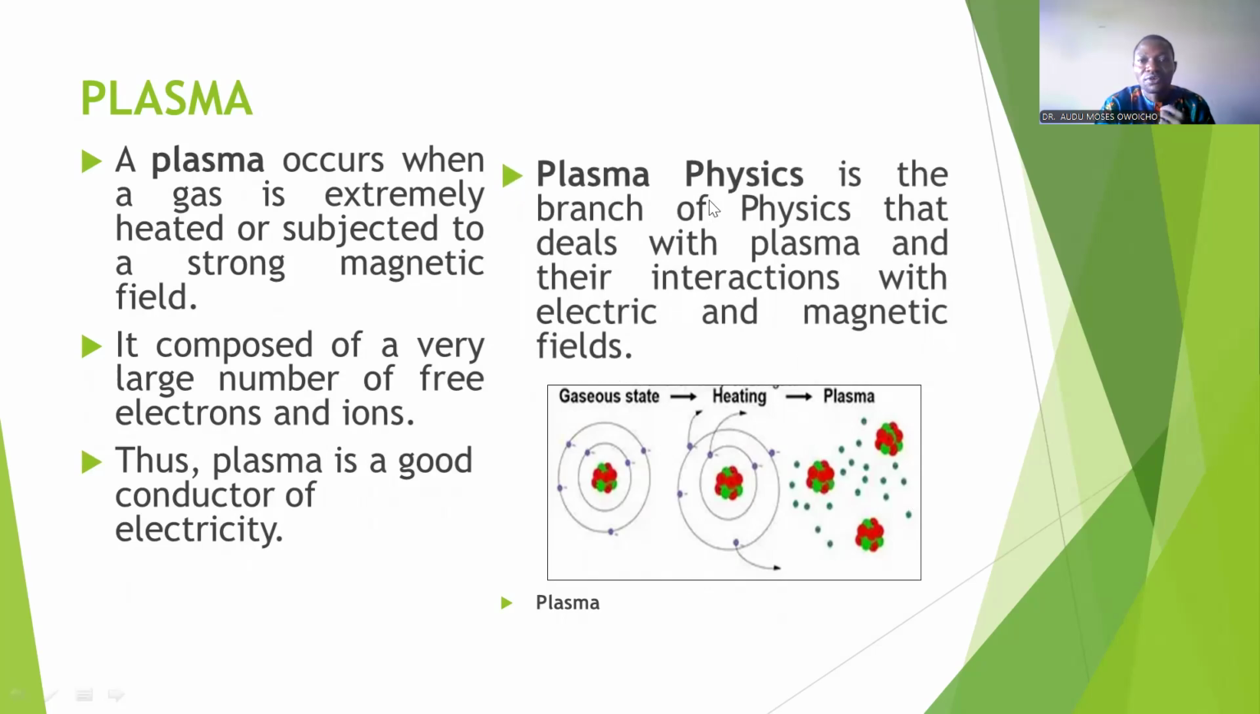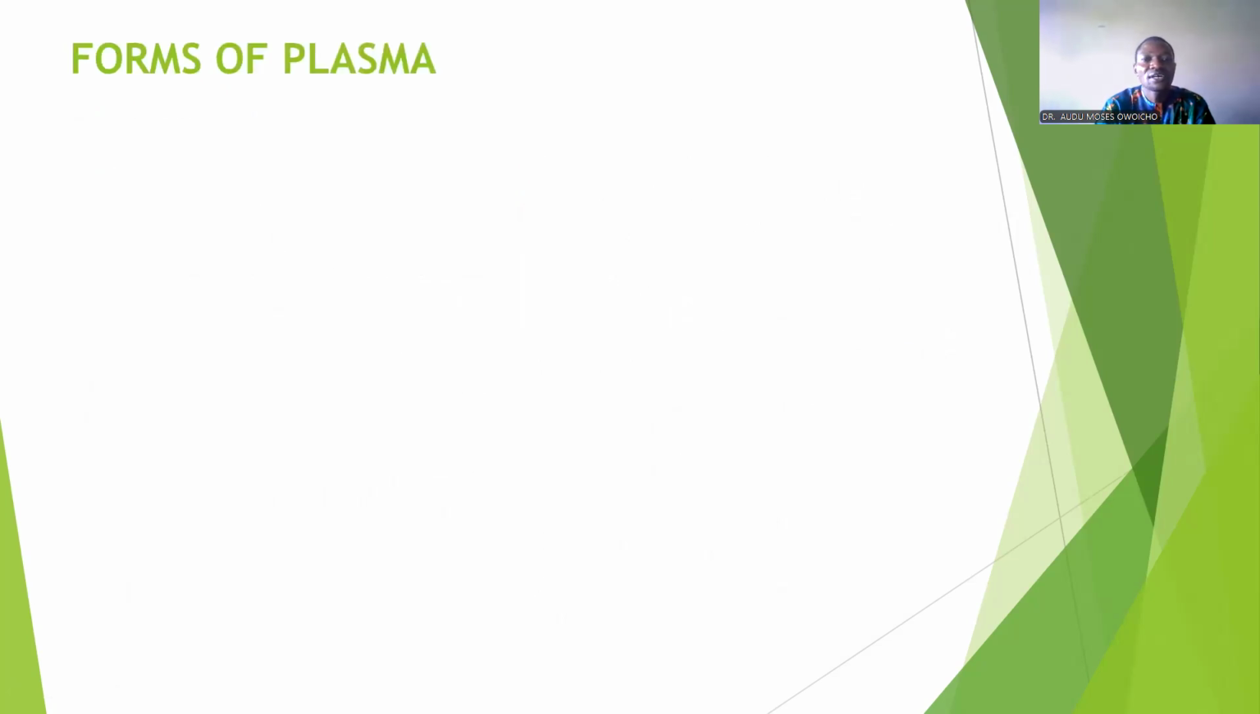Okay, let's look at what plasma physics is all about. It is a branch of physics that deals with plasma and their interaction with electric and magnetic fields. There are different branches of physics, so the one that deals with plasma and their interaction with electric and magnetic fields is called plasma physics.